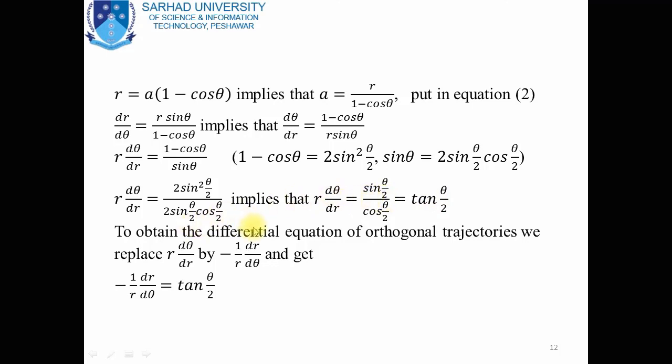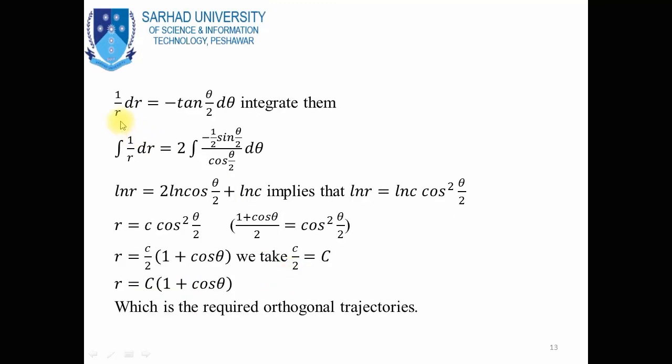Now to find the differential equation of the required orthogonal trajectory, replace d theta by dr by minus 1 over r dr by d theta. We obtain minus 1 over r dr by d theta is equal to tangent theta by 2, and we can write now 1 over r dr is equal to minus tangent theta by 2 d theta, and in this equation separation of variable is possible.